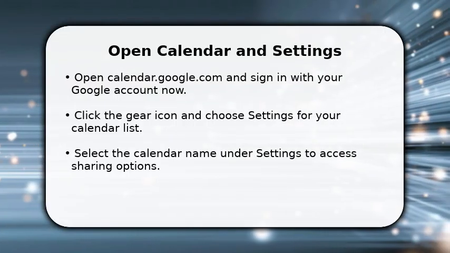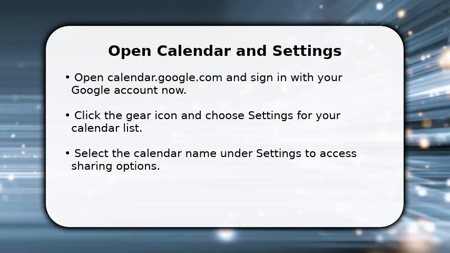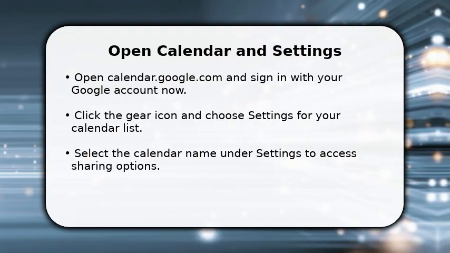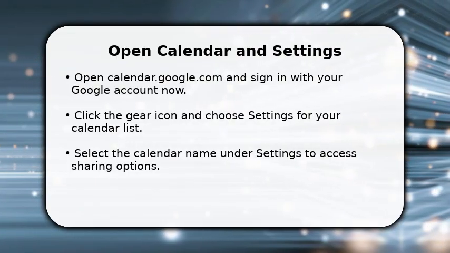Open Calendar.Google.com and sign in with your Google account now. Look for the gear icon in the top right corner of the page. Click the gear icon and choose Settings from the menu to continue.